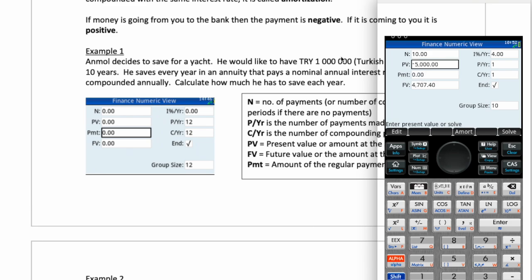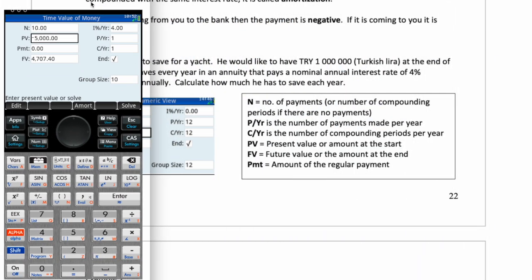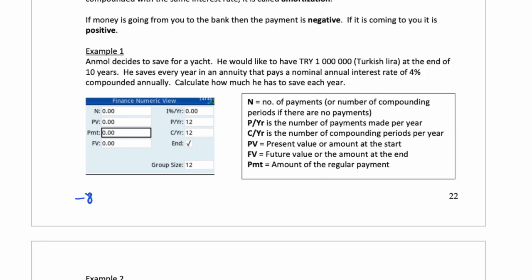We need to put this as a million. Okay, and then I actually want the future value to be 1 million. The initial value is 0, and for the payments we can click on solve. Okay, this means you're going to have to put in every year negative 83,290.94 Turkish lira.